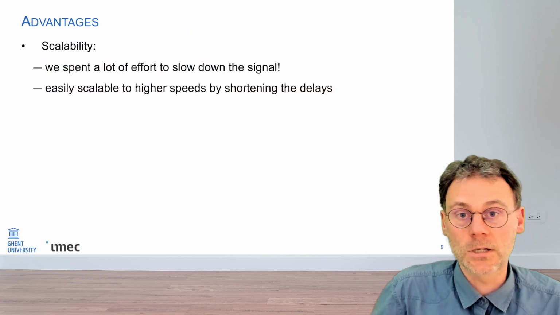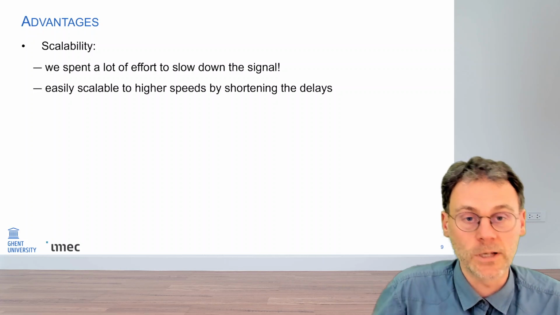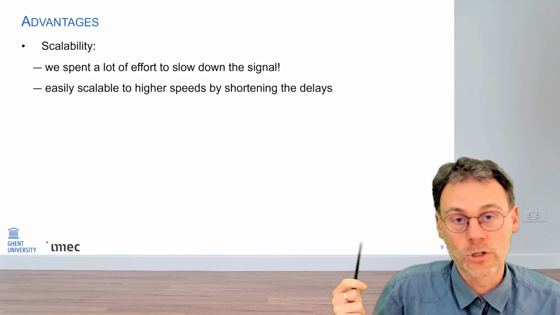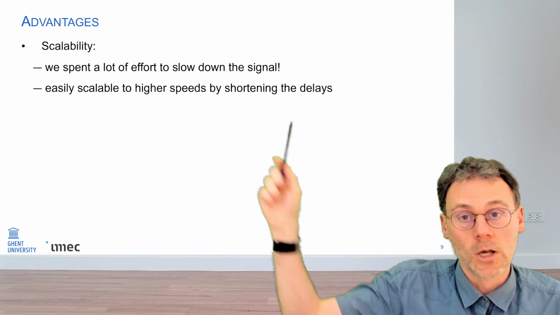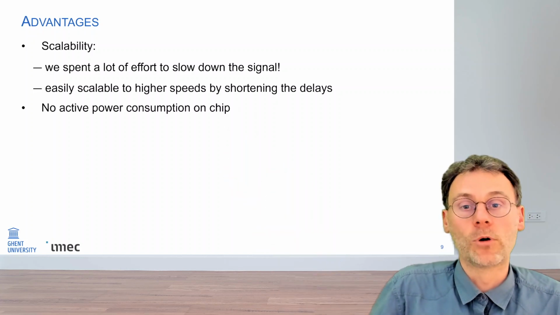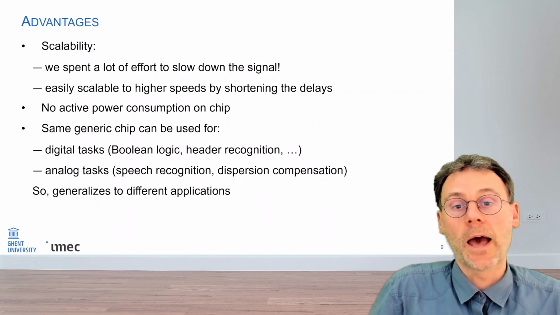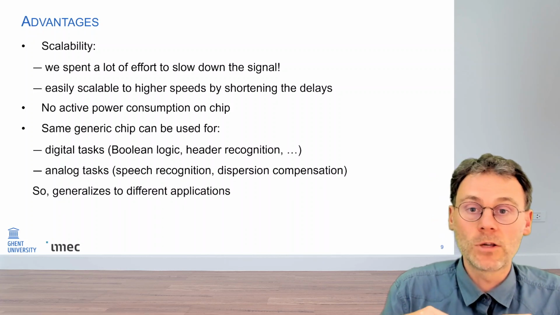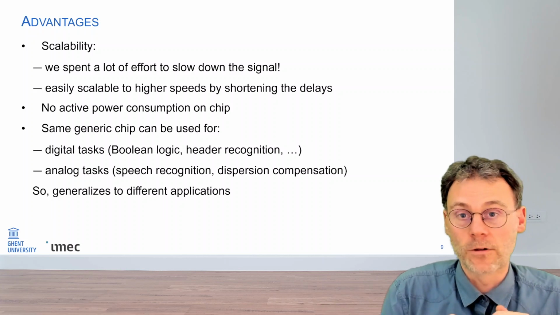In many technologies, it's the other way around. You have to work very hard to speed it up. Here we had to make some effort by introducing these spirals to slow down our system. And again, there's no active component, very easy technology. And exactly the same generic chip can be used both for digital tasks and for analog tasks.